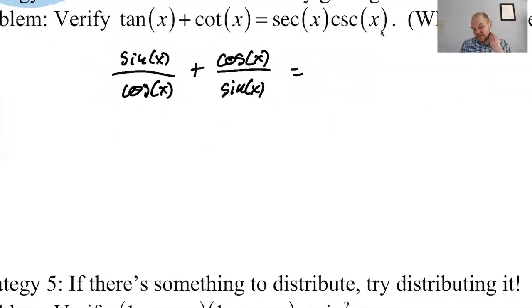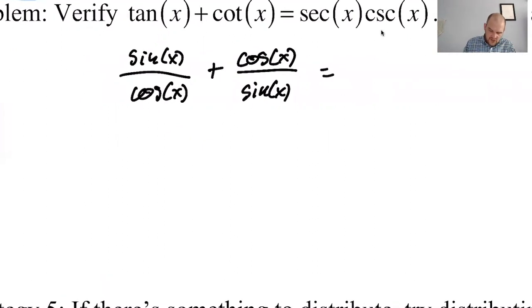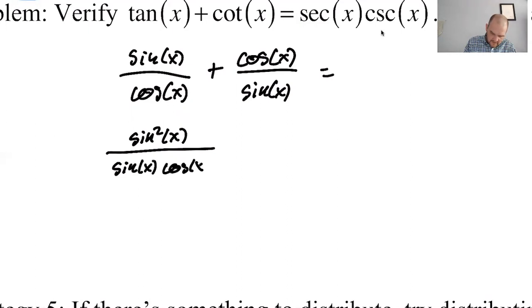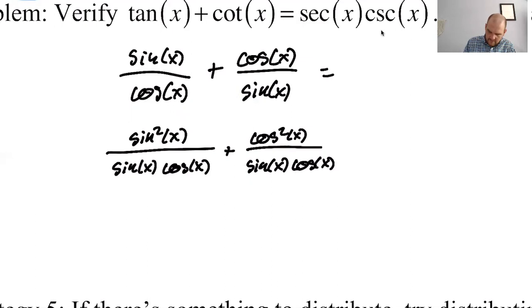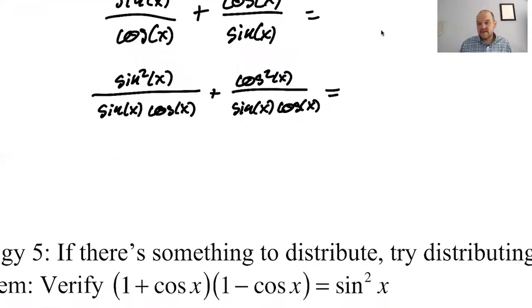Now what I'm going to do is try combining, right? So common denominator would be sine times cosine. I need to multiply this fraction by sine over sine. So I will get sine squared over sine x cosine x. Plus here, I need to multiply this fraction by cosine over cosine. So that's going to be cosine squared over sine x cosine x. And then sine squared plus cosine squared. And we're almost done.